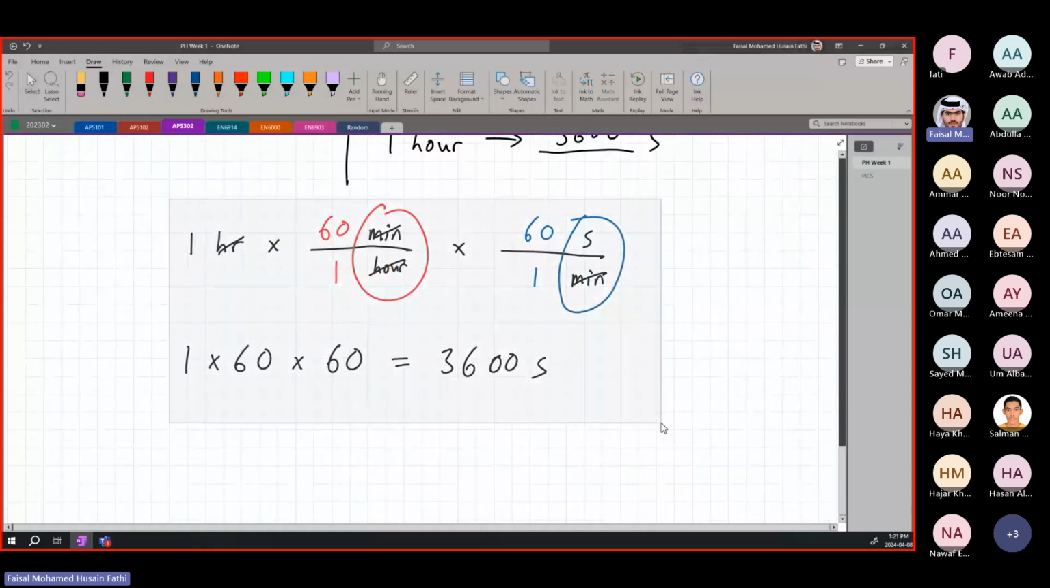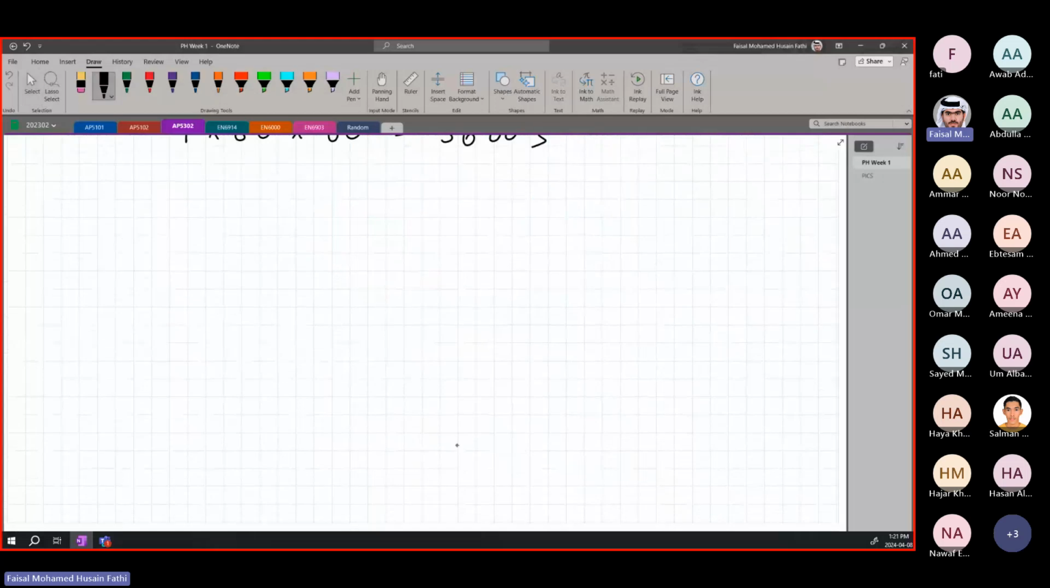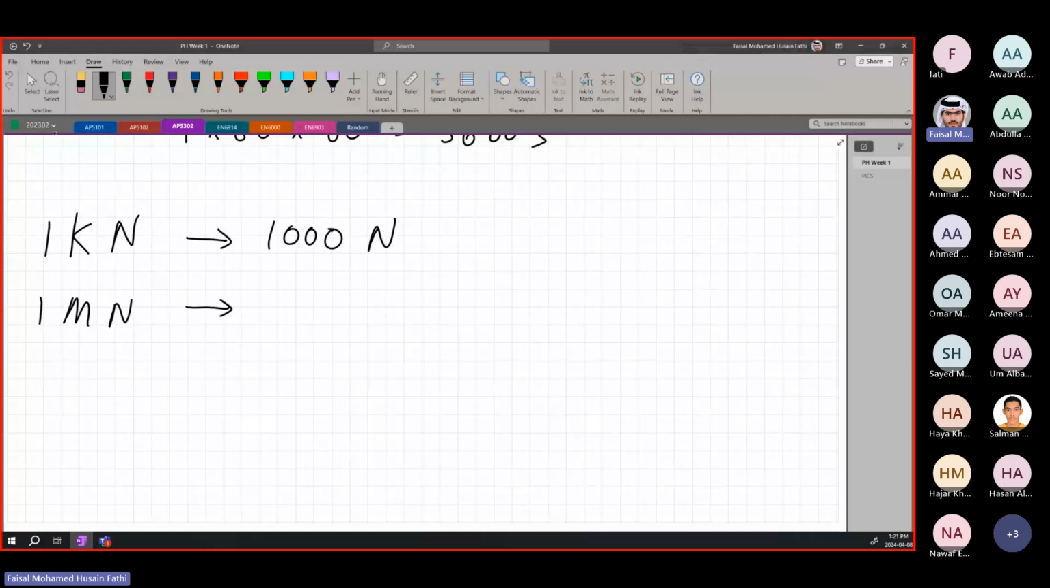There are also two more units that I want to talk about. You have the kilo that we talked about. Let's talk about newtons now, which I will explain later what newtons is. But just as a unit, kilo, 1 kilonewton is going to be 1000 newtons. 1 meganewton, I'm not sure if you're going to see this a lot. Mega is a capital M. This will be 1 million newtons. Another way of writing this is 10 to the power of 3 newtons, and this is 10 to the power of 6.